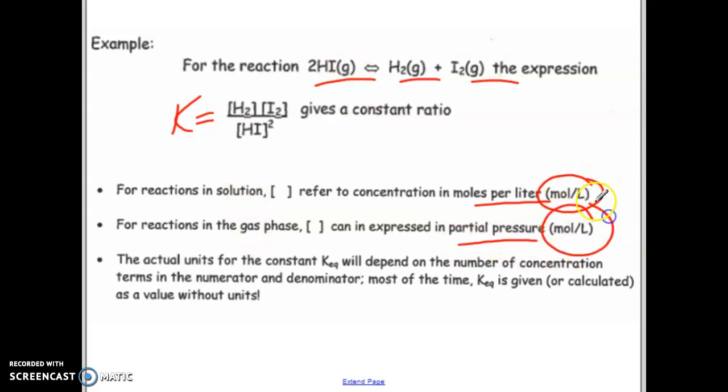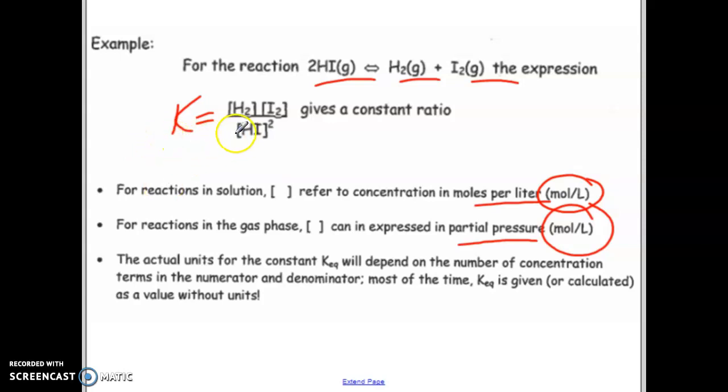You're dealing with the same unit, so it's always moles per liter. Okay, so you're probably wondering, well, what would the unit of K be then? K technically depends on the units involved over here. So this is moles per liter times moles per liter over moles squared per liter squared. So the unit of K changes every single time with every reaction because it's going to be different.